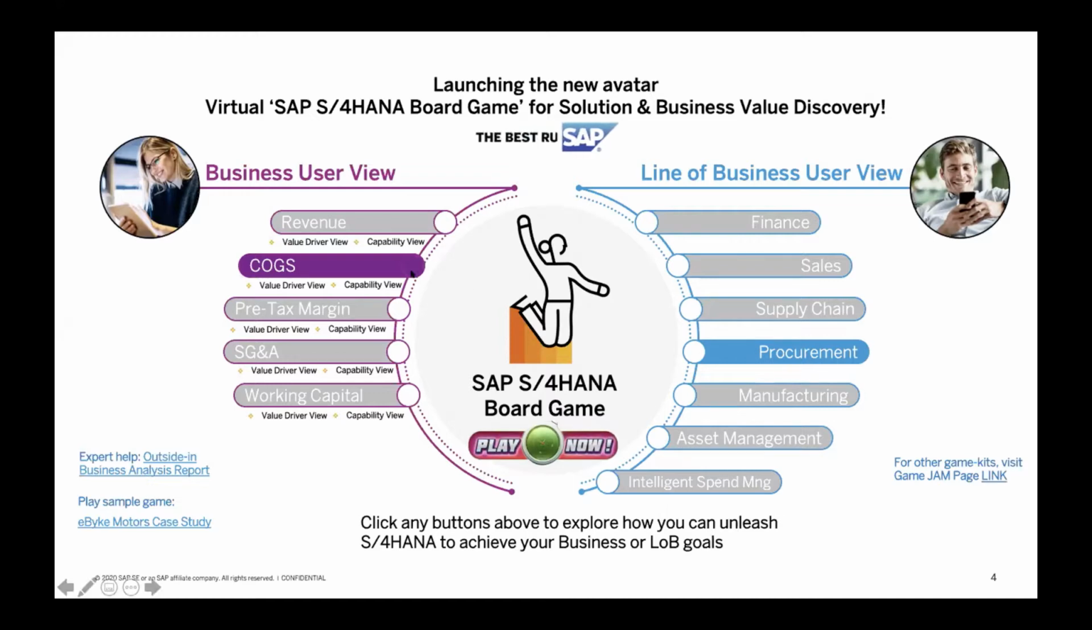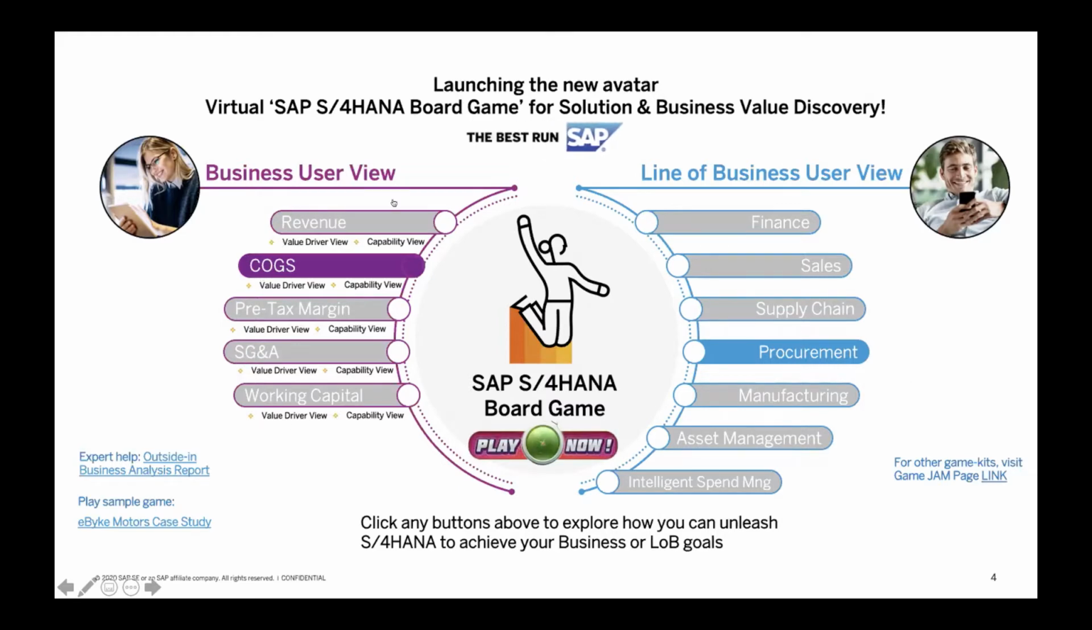And as you can see, the game can be played either by senior business executives whose focus remains on the financial impact areas. So they do not care much about the LOB or line of business features and functionalities, but what keeps them awake at night is how to increase their revenue or how to reduce their cost of goods sold and so on, right?